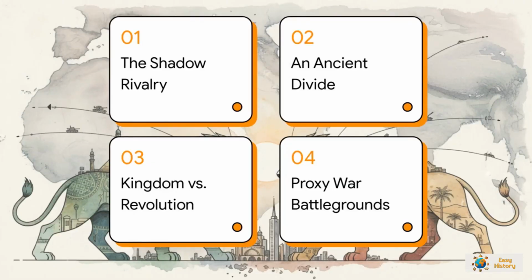All right, we're going to tackle this in 4 parts. First up, we'll look at the nature of this shadow rivalry, what that even means. Then we're going to rewind the clock to understand an ancient religious divide. From there, we'll see how modern politics created a major clash of kingdom versus revolution. And finally, we'll get into the proxy war battlegrounds, and that's where this rivalry gets really tragic today.